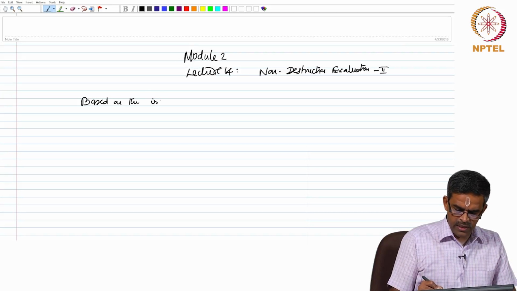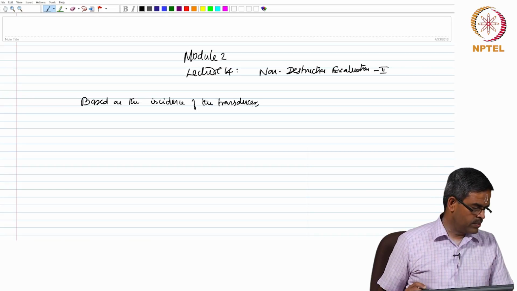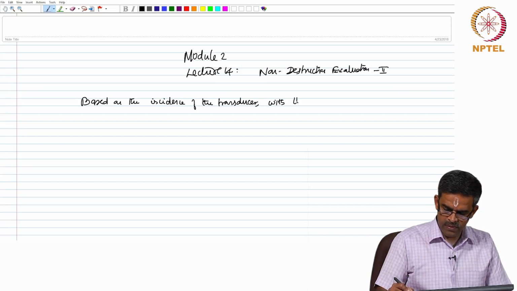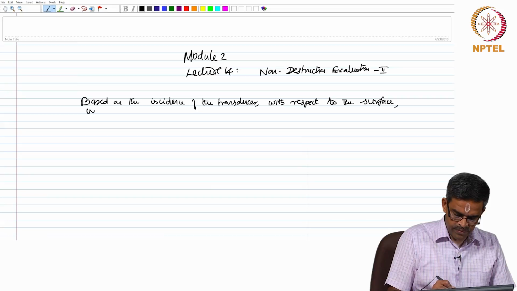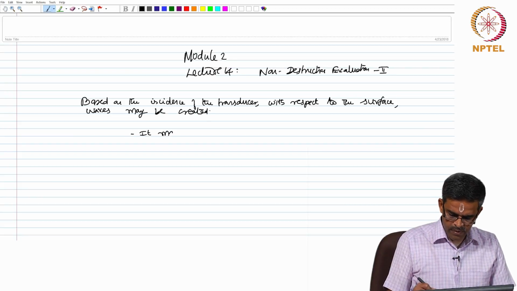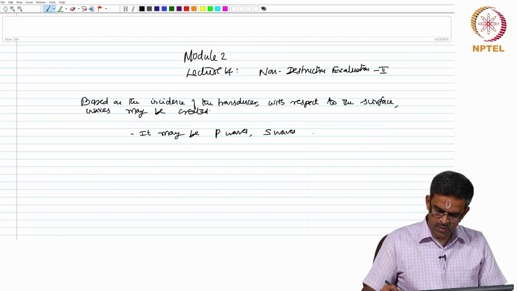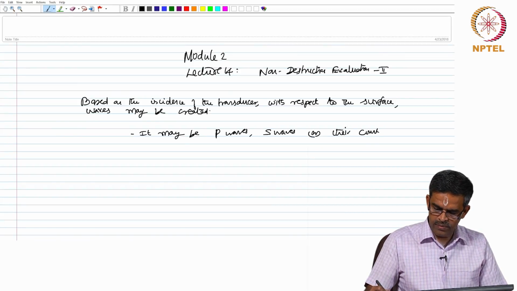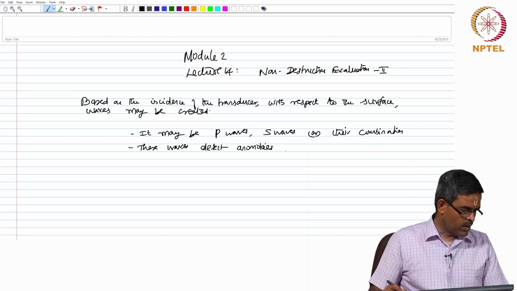Based on the incidence of the transducer with respect to the surface, waves may be created. It may be P waves, S waves, or their combination. These waves detect anomalies around the sound path they travel.